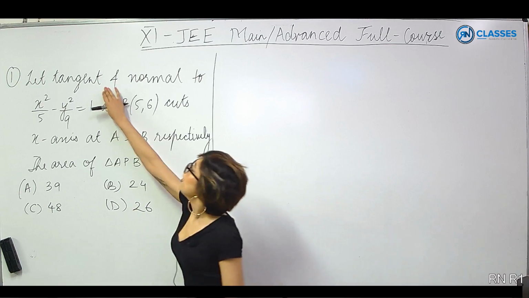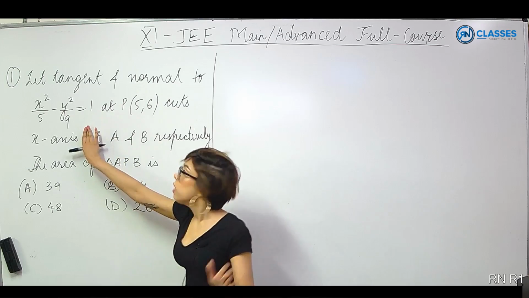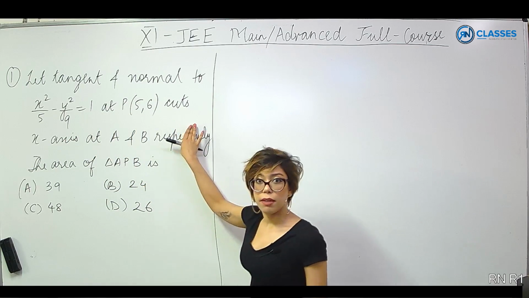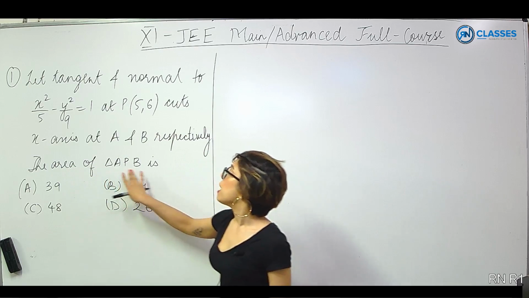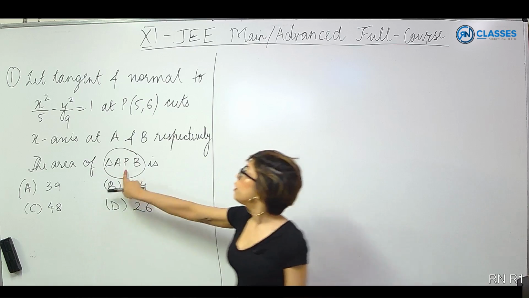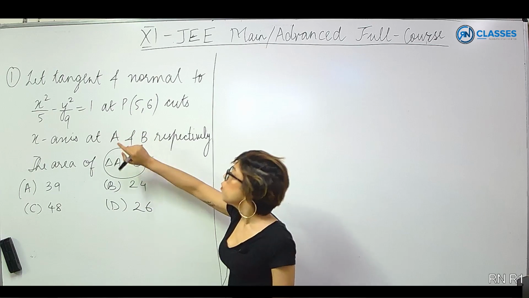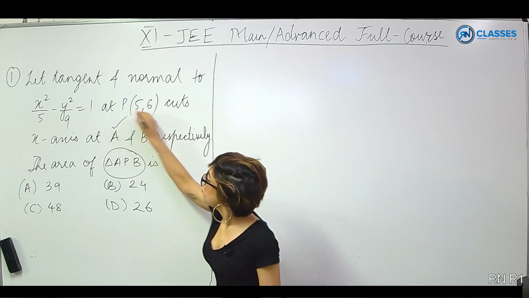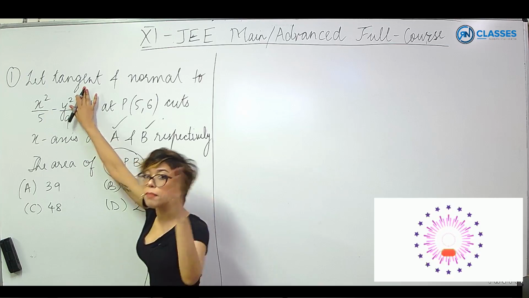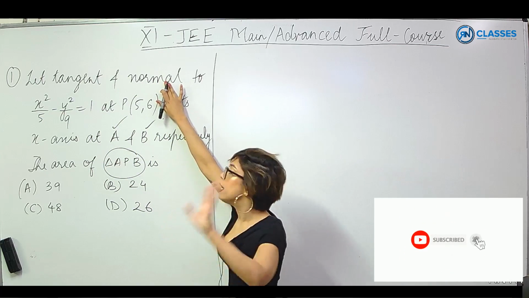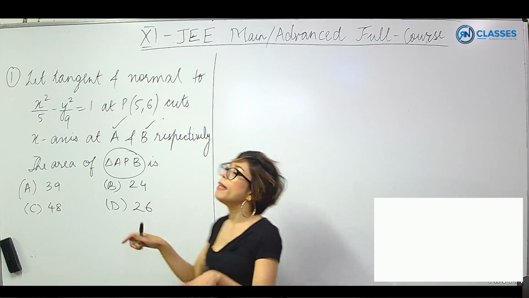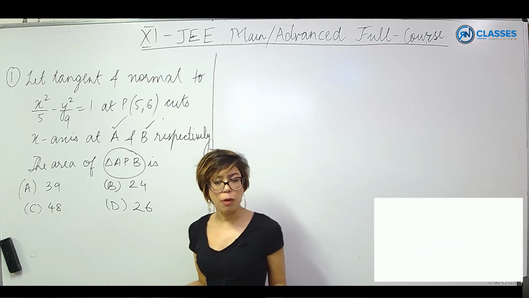Now he says let tangent and normal to this conic at P (5, 6) cut the x-axis at A and B respectively. Then the area of triangle ACB is. Now I'm interested in the area of this triangle, right? I already know the coordinates for this one. So let me try to find the coordinates of A and B. Now A is the point of intersection of the tangent with the x-axis. Similarly, the point of intersection of the normal with the x-axis will give you B. So if I'm able to write the equation of tangent and normal, my problem will be solved.